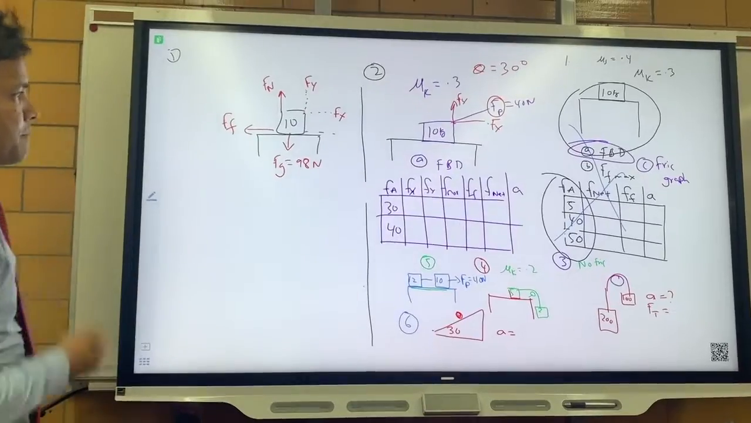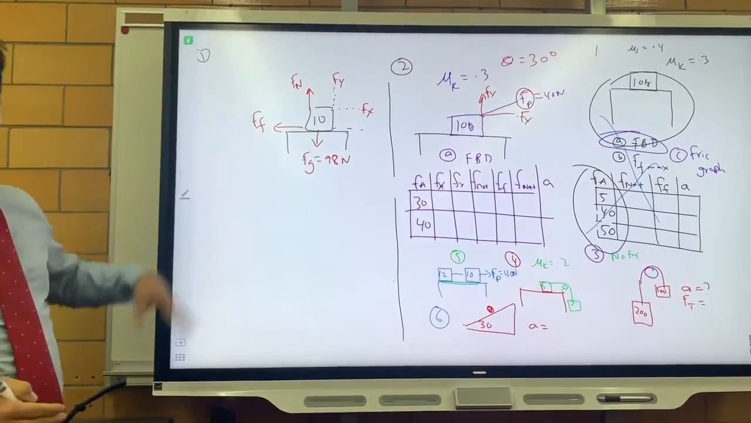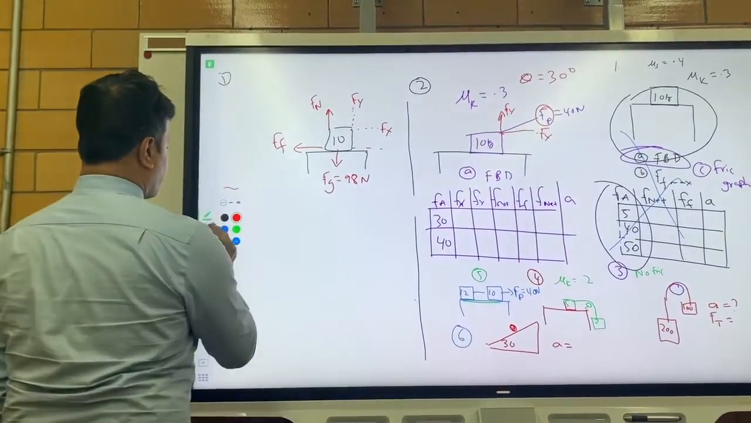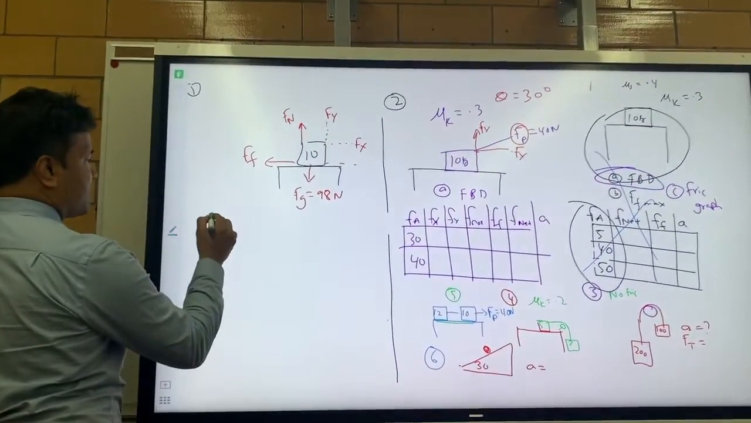Okay, so now let's first write all the equations. I'm going to first write the template. First I'm going to write F.